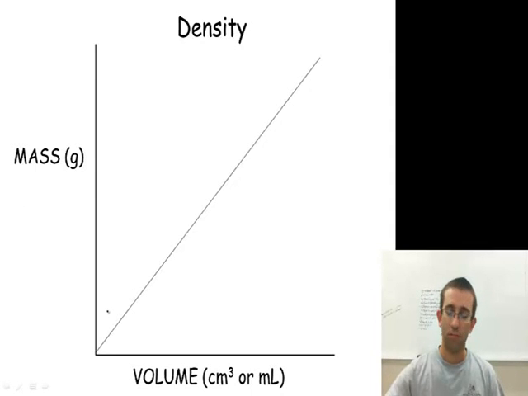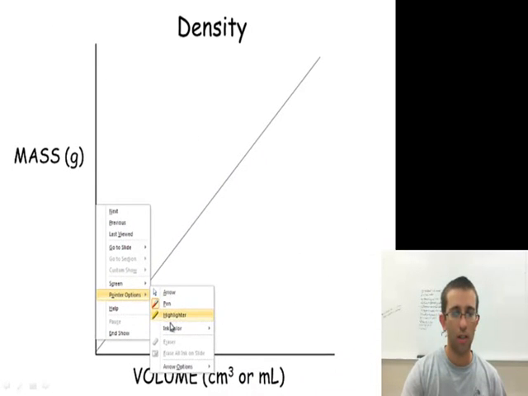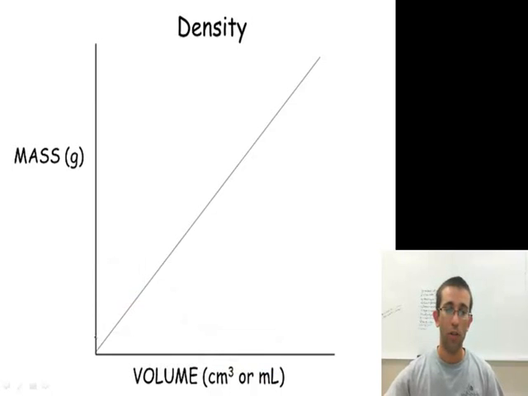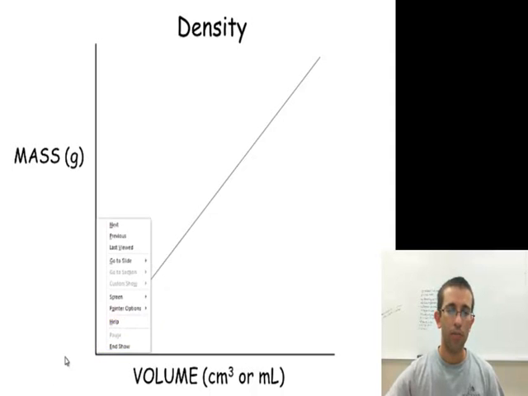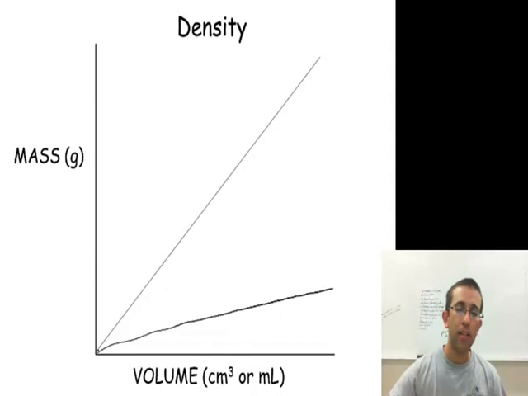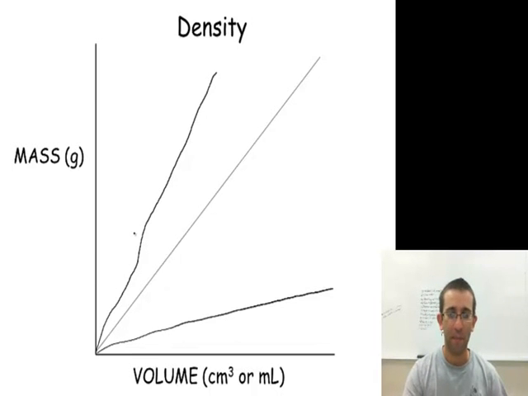Now, just a little side note here. If you were looking at a graph of density, and this is going to be a little hard to draw straight, I'll try my best. If it's a really small density, your graph might be something like this. Pretend that's a straight line. If it's a really big density, your graph would have a much bigger slope. So, the bigger the slope here, the bigger your density.